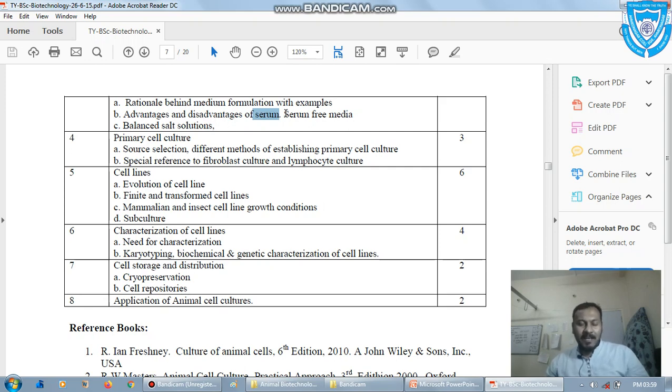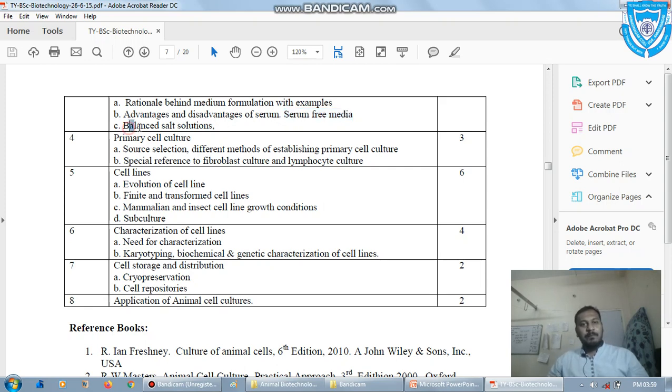There is another kind of media called serum free media, which is a media prepared completely without serum. We'll see that in detail, because serum free media is again a very special media. Many laboratories routinely use different serum free media to culture different types of cell lines.